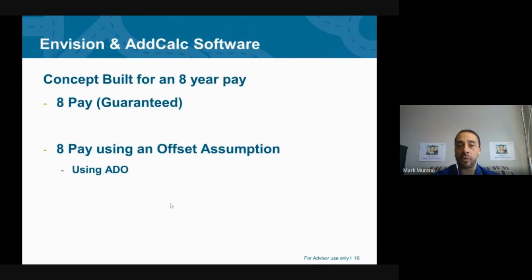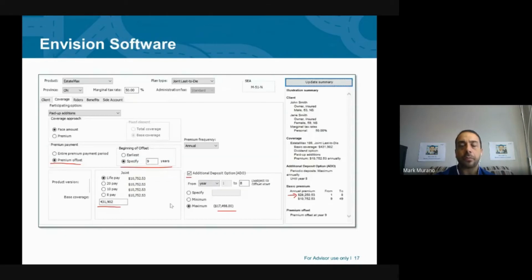The concept, when it was built for our 8-pay contract. So you can either use our 8-pay guarantee, which is OptiMax or Estate Max, or you can use our new offset option. So in this particular scenario, I'm going to use an offset just to demonstrate our ADO. So I can do an 8-pay. But if you're using the TFSA Maximizer concept, it's built for an 8-year payment stream. Hopefully we build a little more flexibility in that going forward, but currently it's based on 8 years going into the concept. So from a software standpoint, this is a snippet of the Envision software.